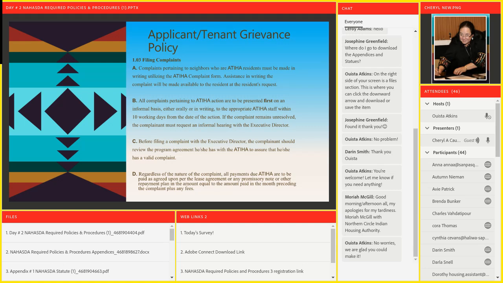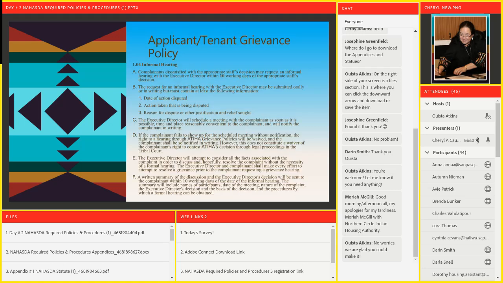Regardless of the nature of the complaint, all payments due to your housing entity are to be paid as agreed upon per your lease agreement or any promissory note or other repayment plan, in an amount equal to the amount paid in the month preceding the complaint, plus any fees if you add any.